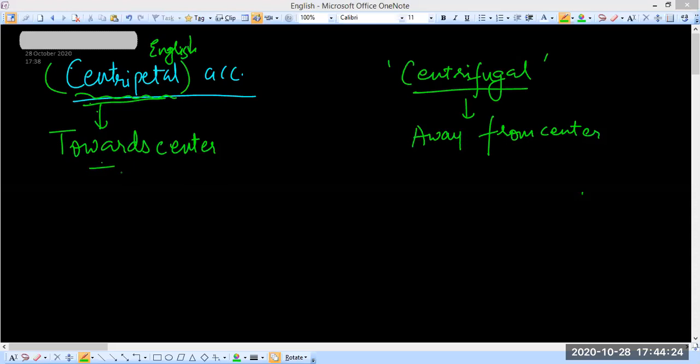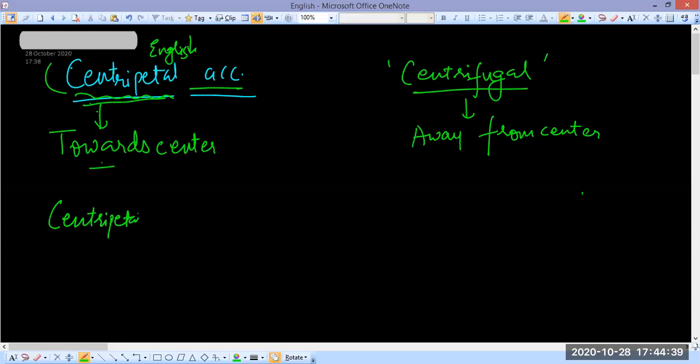All right, fine, let's continue. So centripetal means towards the center, right? And centripetal acceleration means any acceleration which is towards the center, right? Now you would have definitely heard things like centripetal force, right? Centripetal force is actually a required force, okay, which allows the object to rotate, to revolve, to go around in a circle.